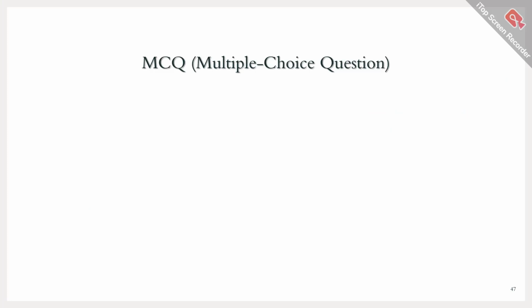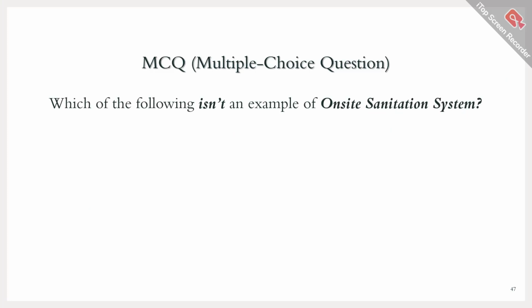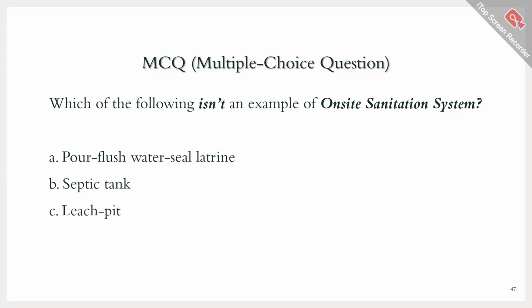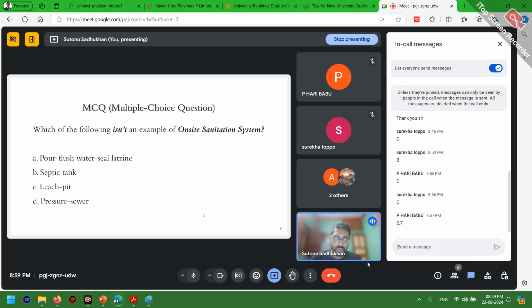Now next MCQ, multiple choice question. Which one of the following isn't an example of an on-site sanitation system? Option A is pour flush water seal latrine. Option B is septic tank. Option C is leach pit. Option D is pressure sewer.